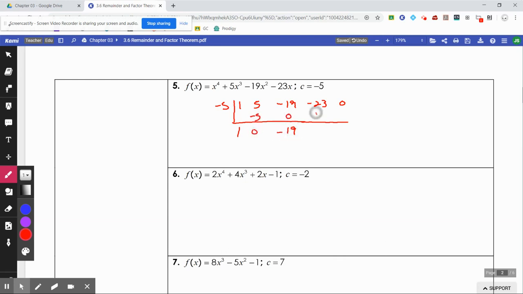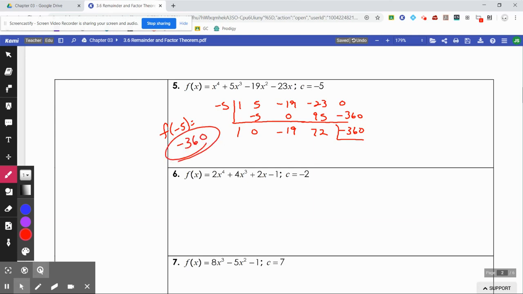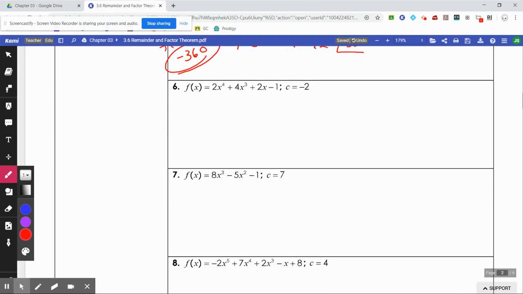-5 times -19 is a positive 95. 95 minus 23 is a 72. Now that's a little tricky. That's -360. When you combine those, it gives you -360 as the remainder. So therefore, f of -5 would equal -360.